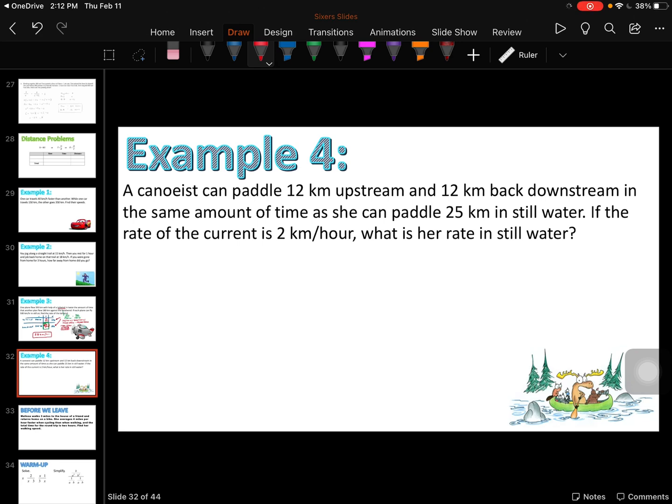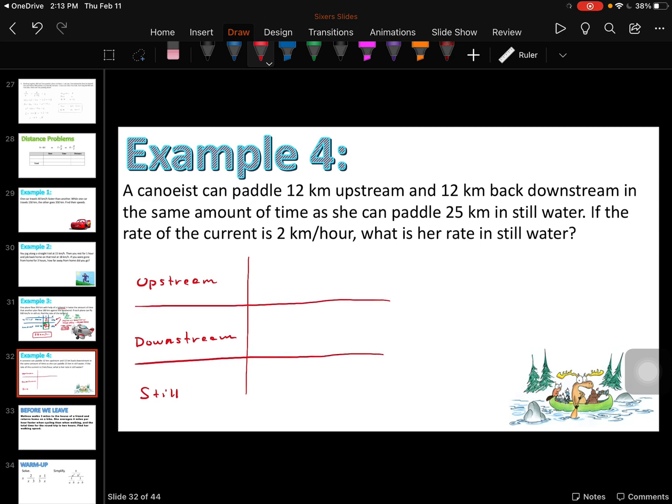It's similar to that. So if we make our chart here, we're talking about upstream, and we're talking about downstream. And for this one, we're also going to mention the still water in our chart. If you have trouble with this, upstream is when you're going against the current, downstream is with the current. So when you're going downstream, you're going to go faster because the current's helping you out. Rate, time, distance.